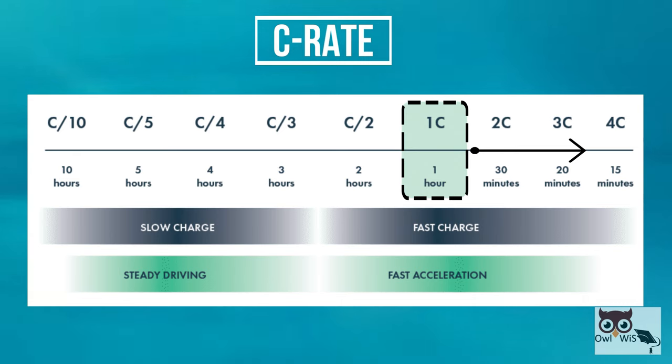For example, a 3C rate is 3 times faster, so a full charge in 20 minutes. Likewise, a lower C rate means a slower charge. C by 5 would be 5 times slower than 1C, amounting to a 5-hour charge.